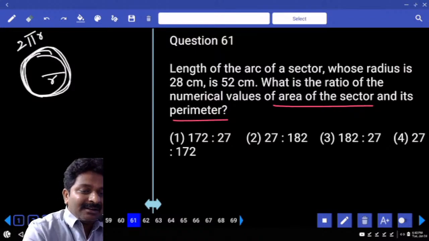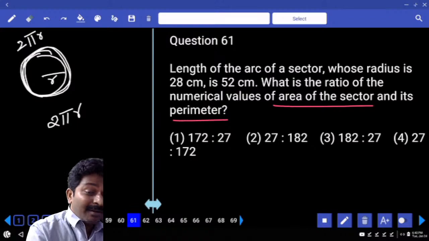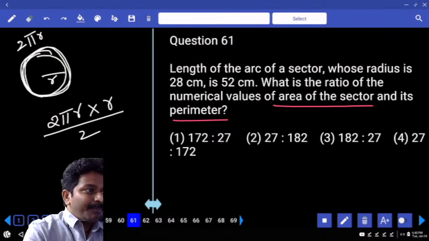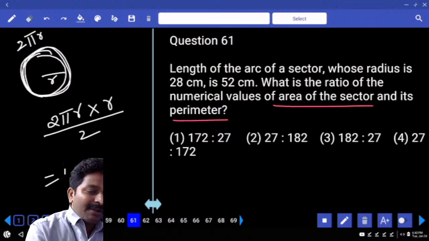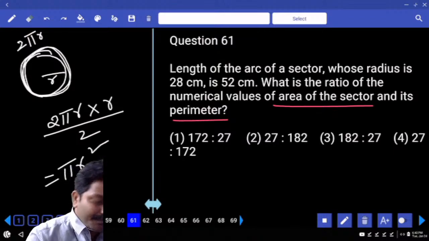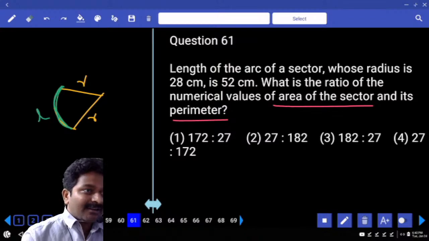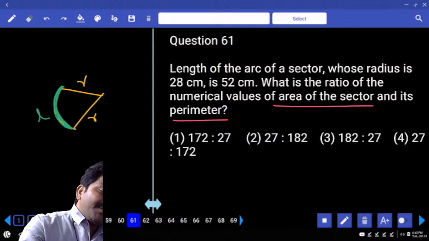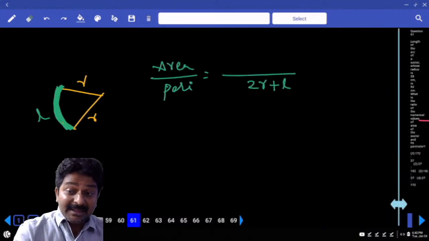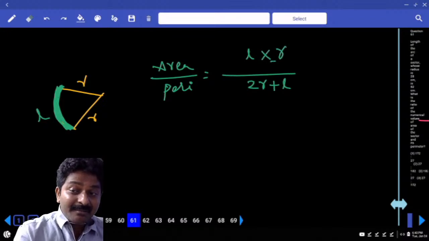How do you get that? Perimeter multiplied by radius by 2. Perimeter multiplied by radius by 2. Yes? That's how you get pi r square. But what is here? Sector. We need the sector area. Correct? What did I say? Perimeter into radius by 2. Now, what is the curved surface area here? The curved perimeter, L into radius by 2.